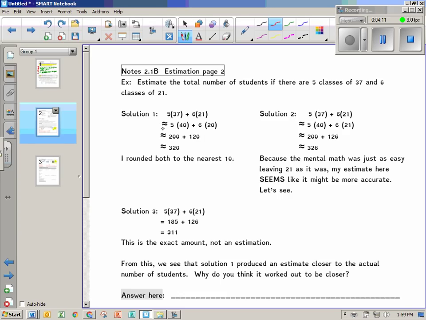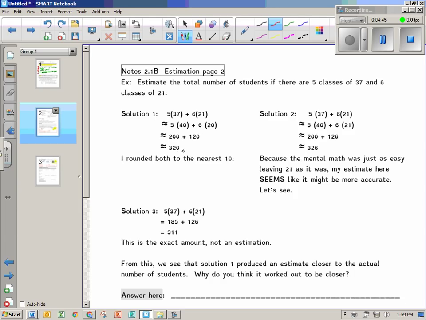I've put my approximation symbol because right now I'm rounding 37 to 40. I have rounded it to the nearest 10, and then I rounded 21 to the nearest 10. 5 times 40 is easy to do mentally. 5 times 4 is 20, and then I throw on a 0 because it was a 40. 6 times 2 is 12, and then I throw on a 0 because of the 20 here. 200 plus 120 is 320.